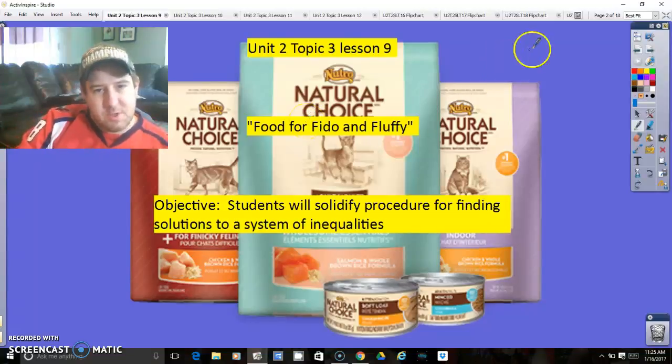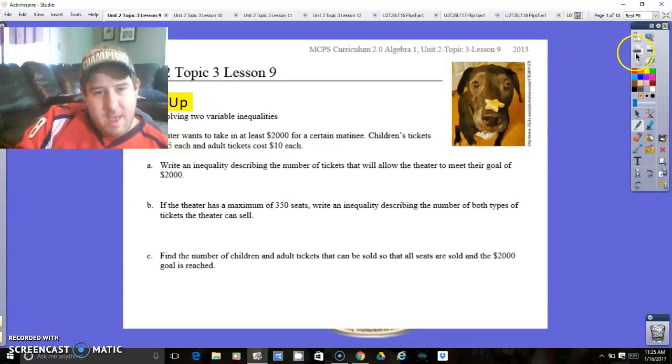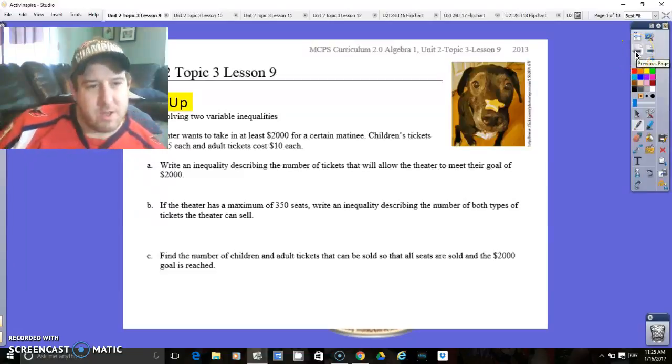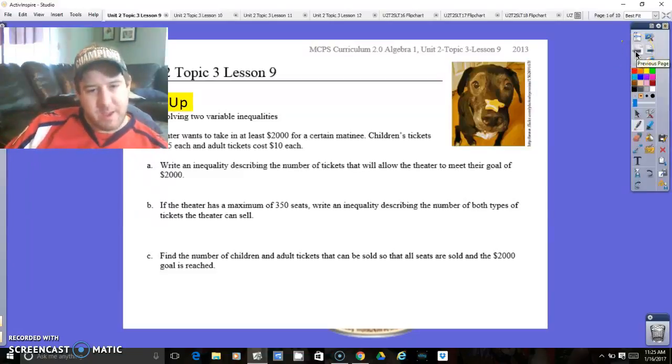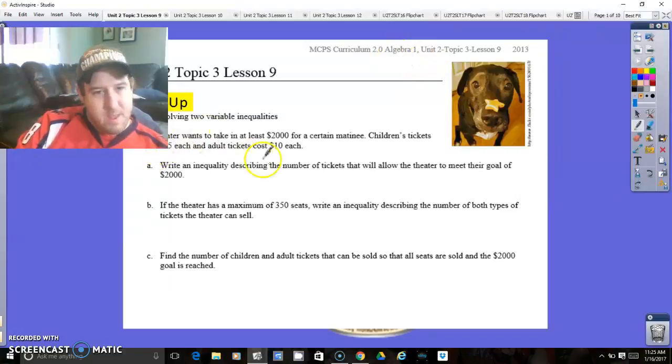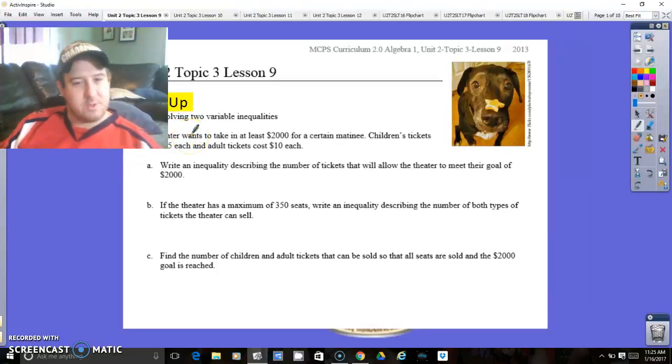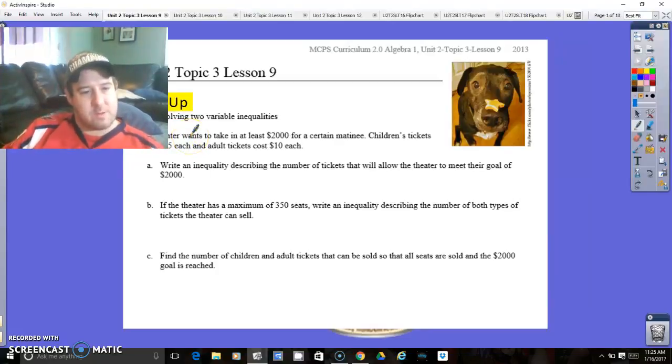P Helps with Algebra. This is Unit 2, Topic 3, Lesson number 9, and we are going to continue our exploration of solving equations by graphing, systems of equations by graphing. We're going to first solve a system of equations here by using a different method. We're going to be substituting, not using the substitution method, but just substituting an answer to see if it works.